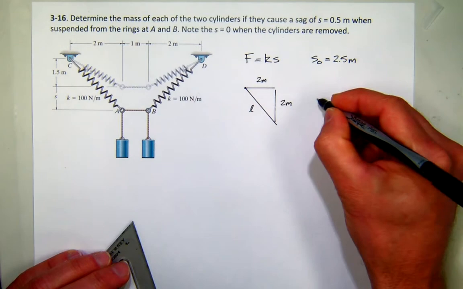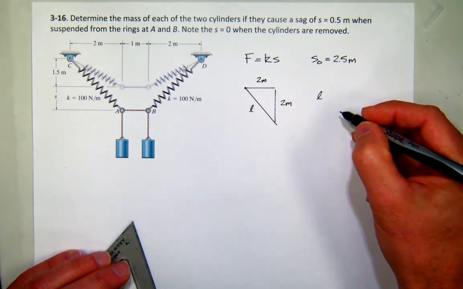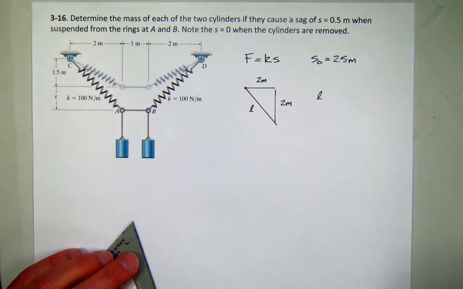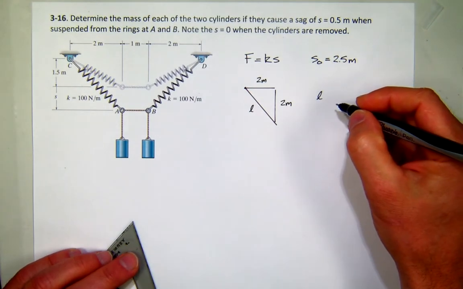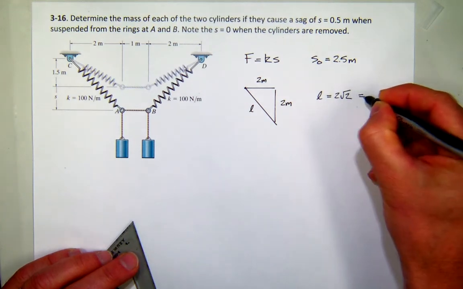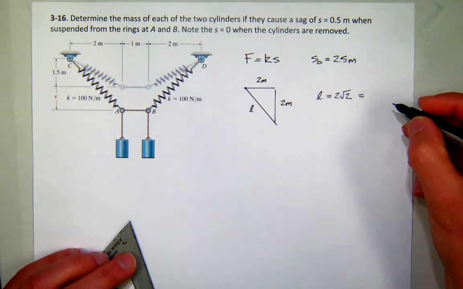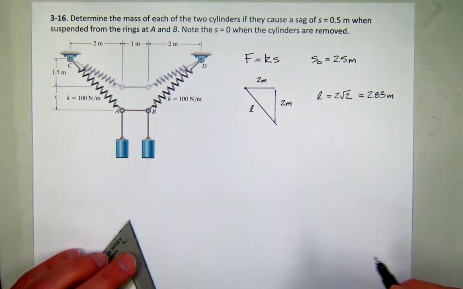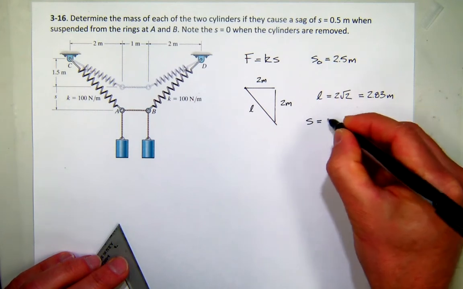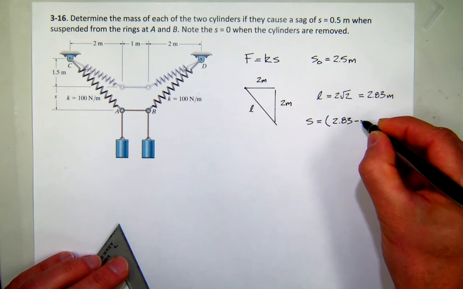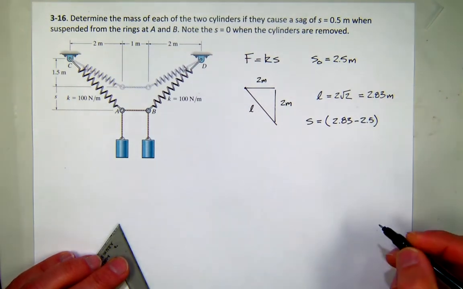Okay, L. 2 times the square root of 2? Is that what it would be? Square root of 8, you say? Yeah, which is 2 times the square root of 2, right? I'll just write it like that. Either way, somebody compute that. 2.82, and that will be meters. So therefore, our S value will be the final length minus the original length. So that's how much it will stretch.